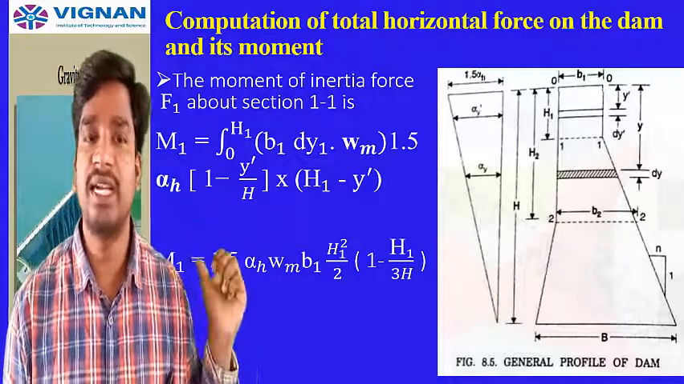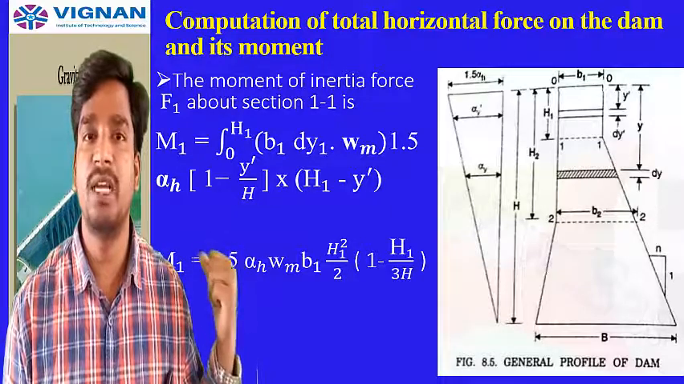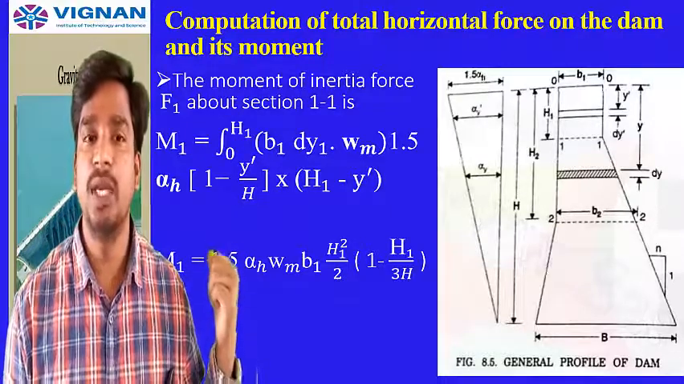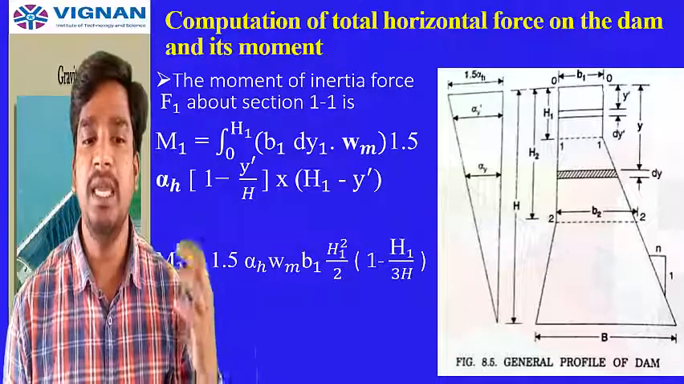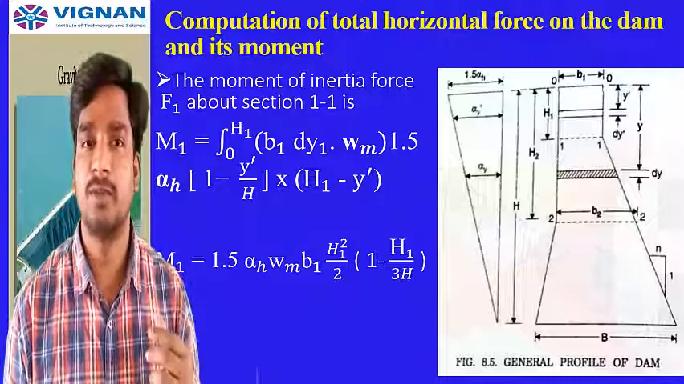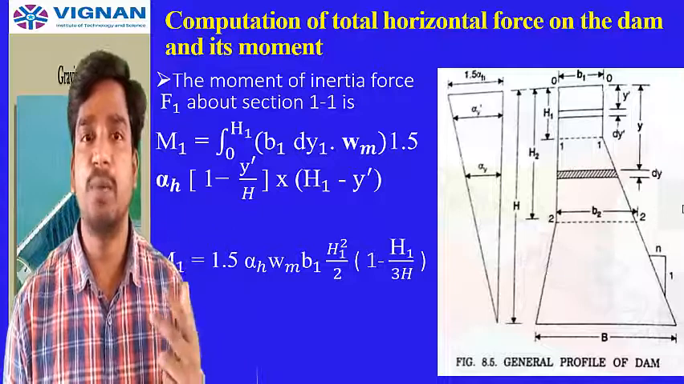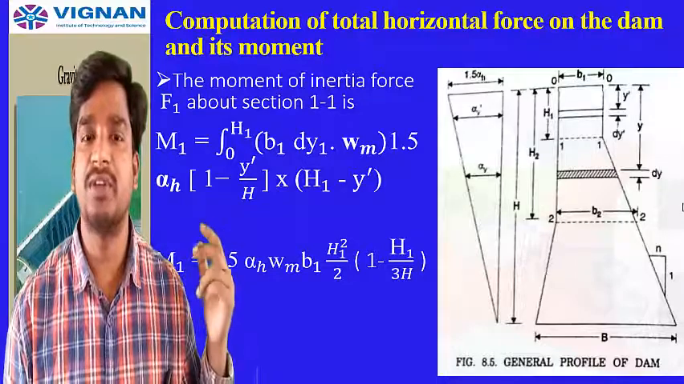So after integration, this is the value: 1.5 alpha h into Wm into B1 into h1 square by 2 into 1 minus h1 by 3h. This is the moment computed for the first force, first portion. So similarly, you can calculate it for the second portion also. Like this, you can calculate for the second portion.